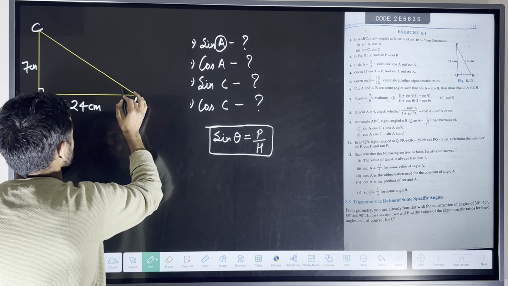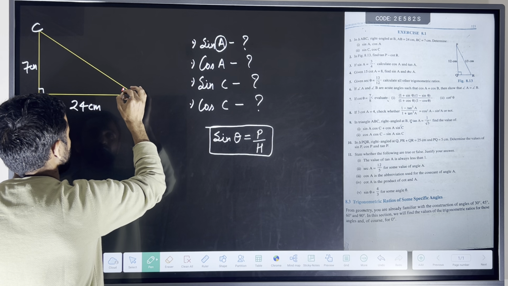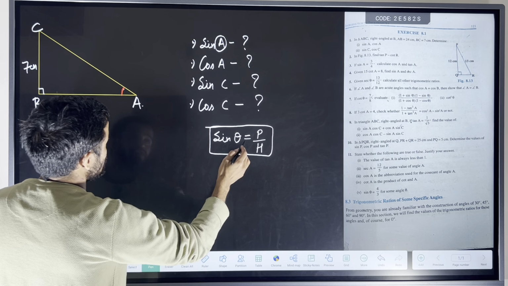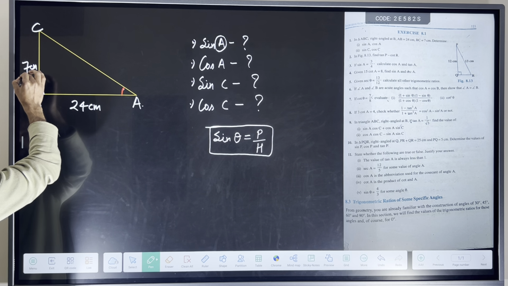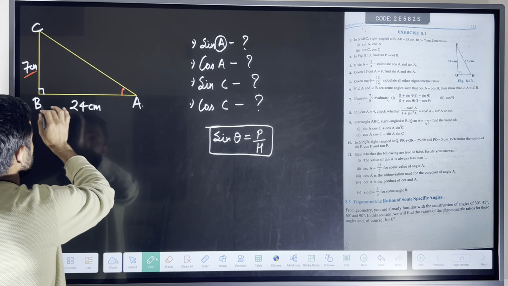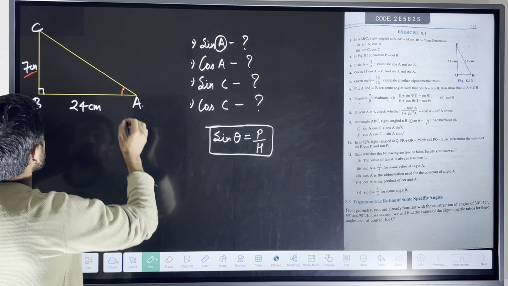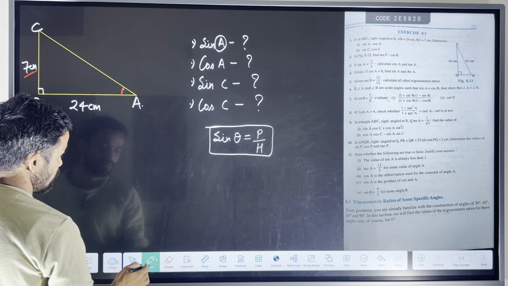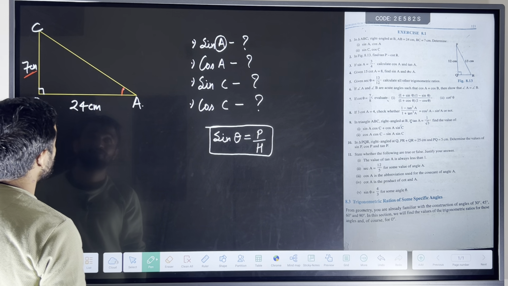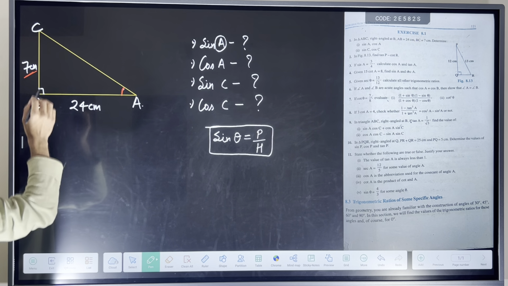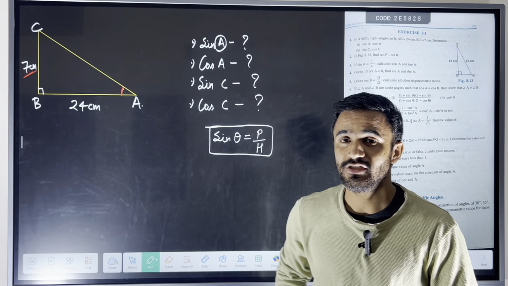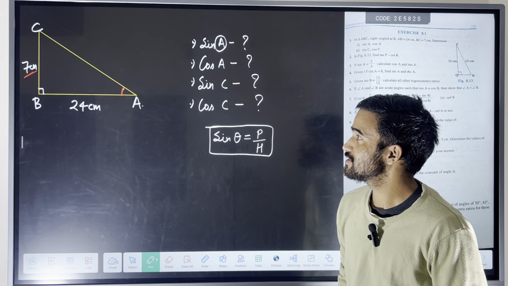So for angle A, what is perpendicular? Perpendicular is this, BC, and base is AB and hypotenuse is AC. Now for finding sine of angle A, we first need to find AC. So how can we find AC? We can find AC with the help of Pythagoras theorem.